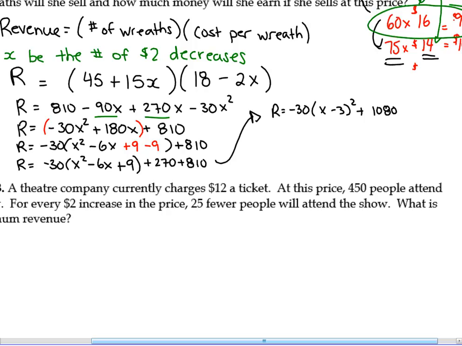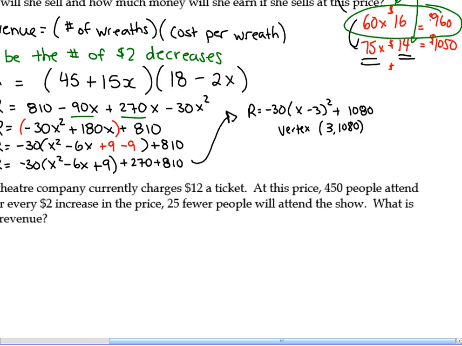Okay, so our vertex was, what's our vertex? 3 and 1080. Meaning, what did the 3 stand for? X. And what did X stand for?